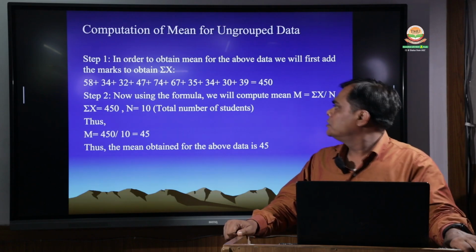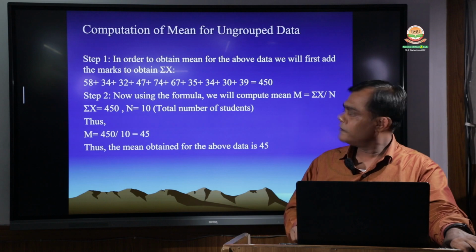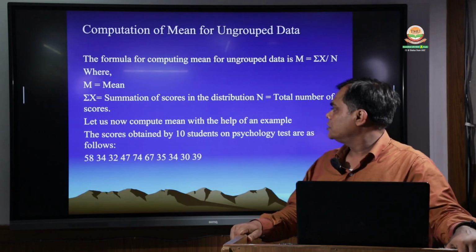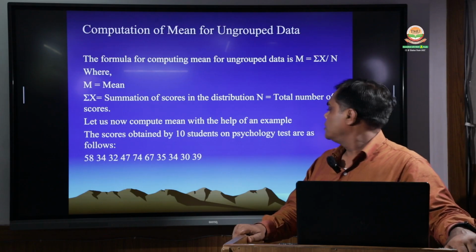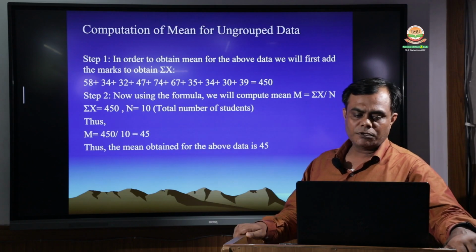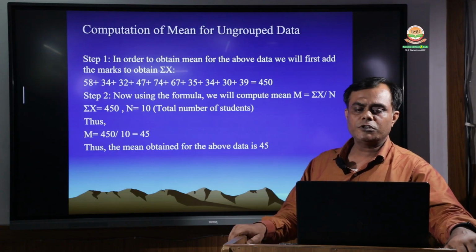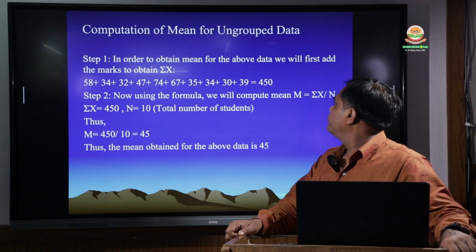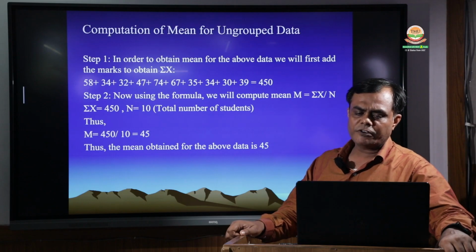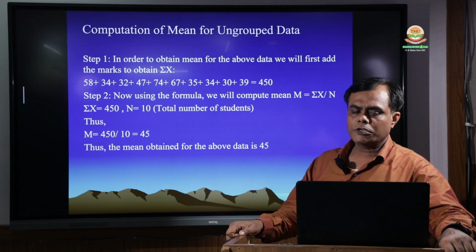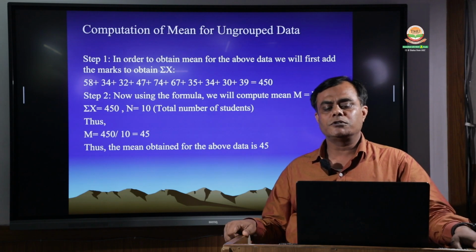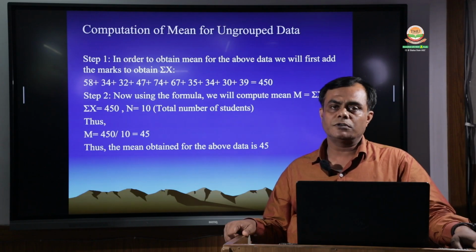Here the scores are given, the scores of 10 students, and they are related to the scores of a psychological test. Step 1, first we go through step 1. In order to obtain the mean of the above data, first we add the total of the data, the marks of the 10 students.